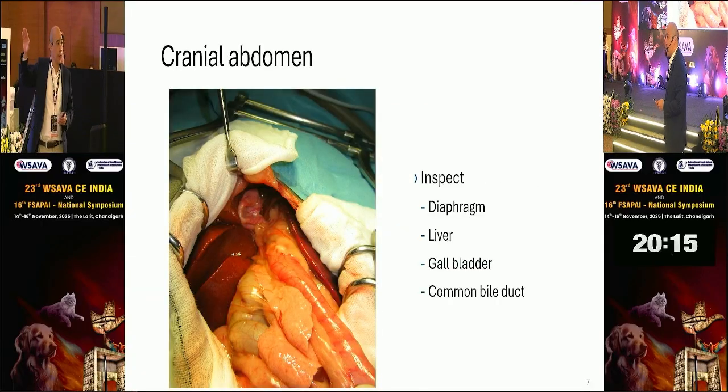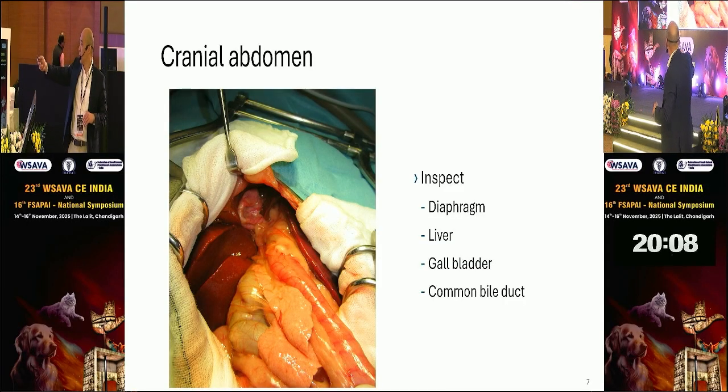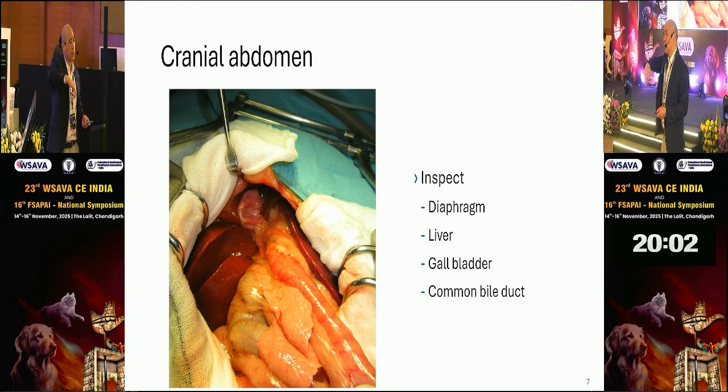We then look into the cranial abdomen. Now for this, I like to have Balfour retractors holding sideways, and then I use a little handheld retractor. Here you can see this is a Langenbeck retractor, but you can use any bladed retractor, and I use that to lift up the rib cage and pull things forward.